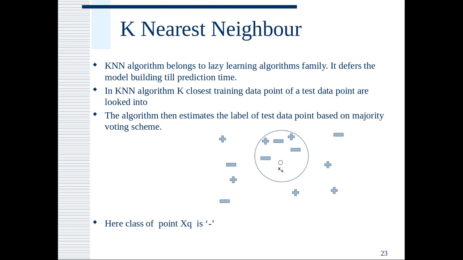In KNN, the k-nearest neighbors of a test data point are found. The label of the data point is then decided based on the majority. Example: in this picture, xq is negative, as out of the 5 neighbors, 3 are labeled negative.